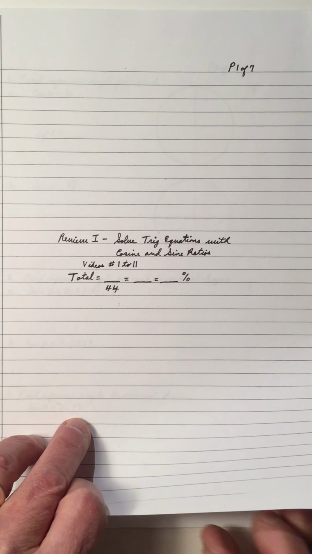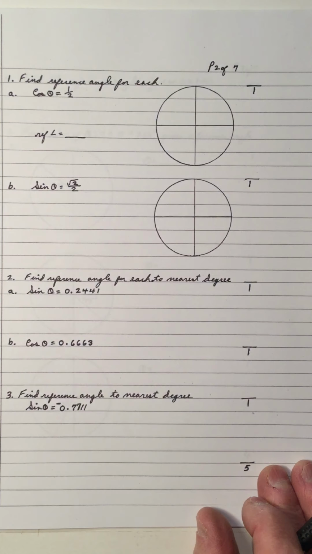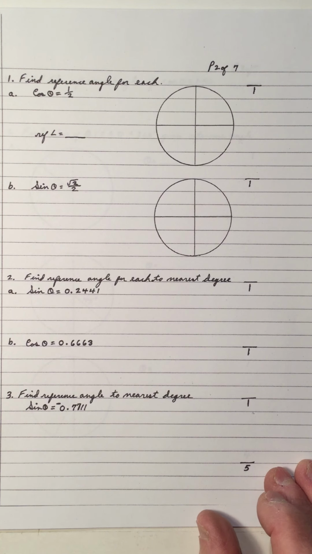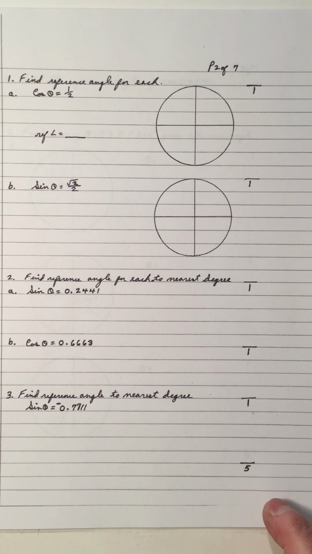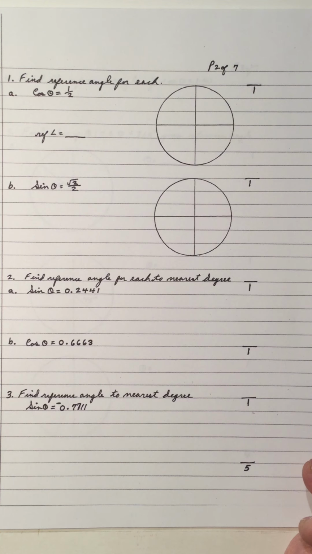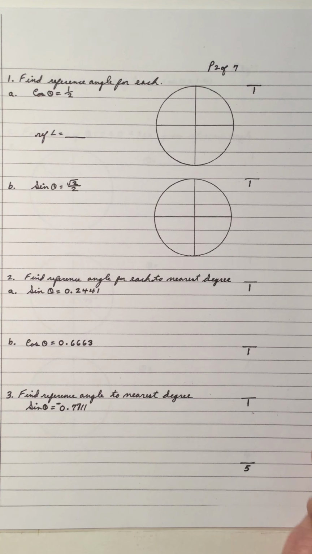And as in all my other videos, you would mark each question. If you get it right or wrong, give yourself a mark, and total up each page on the bottom. Then when you're finished, add up all the pages, put it over 44 and convert it to a percent. So let's start the review on those videos.